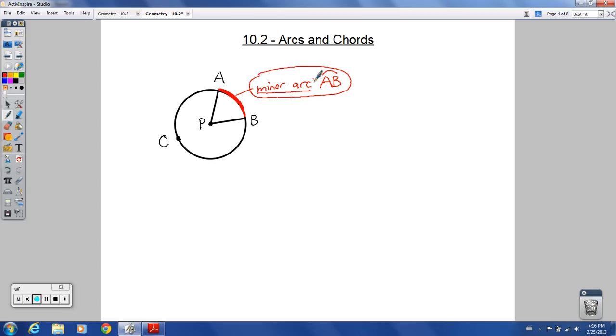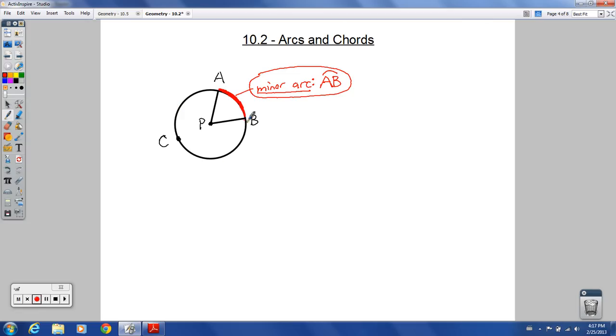So let's underline that. And I'll put a colon there, then it's not so redundant. Then I'm saying this is a minor arc, and this particular arc is called AB because you're going from A to B along the circle in that direction. Now, how do I know to go from A to B this way and not this way?